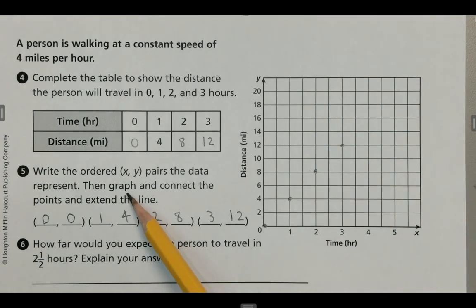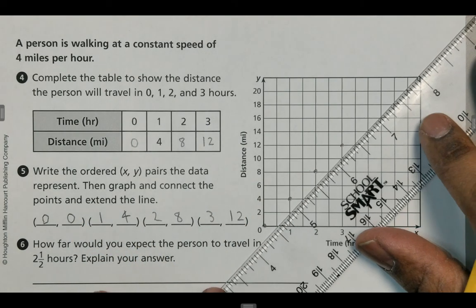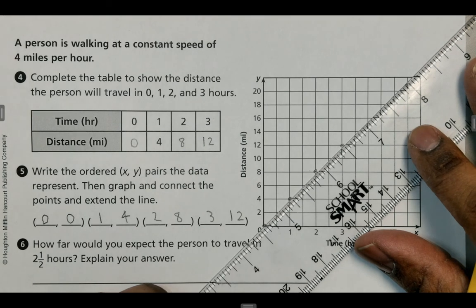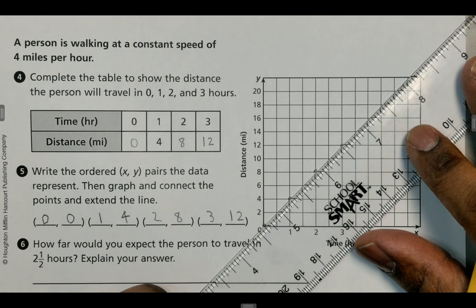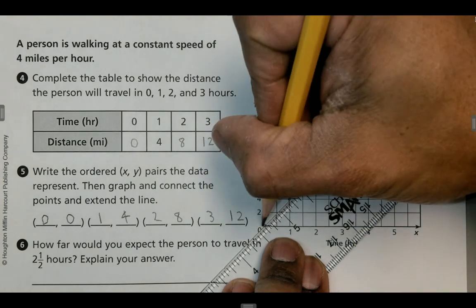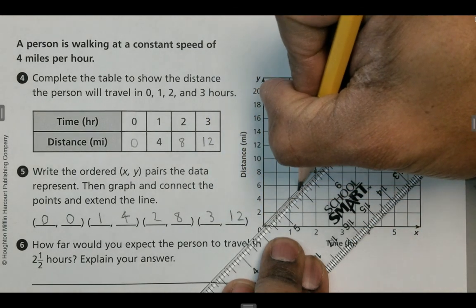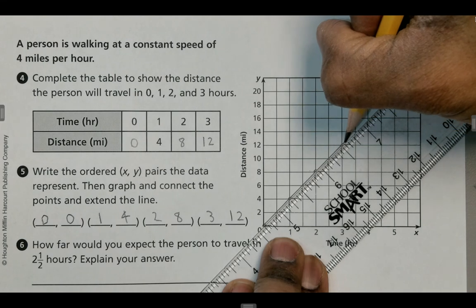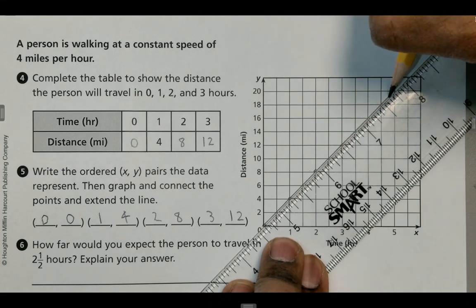So we have graphed these points. Now we're going to connect the points and extend the line. And here's what that means. Connecting my 4 points, but I'm going to keep going. I'm going to extend the line.